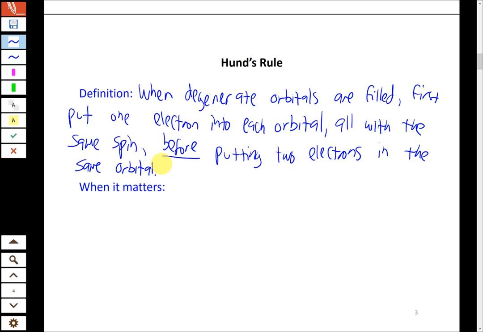Another way of stating this rule more concisely is you want to maximize the number of unpaired electrons.